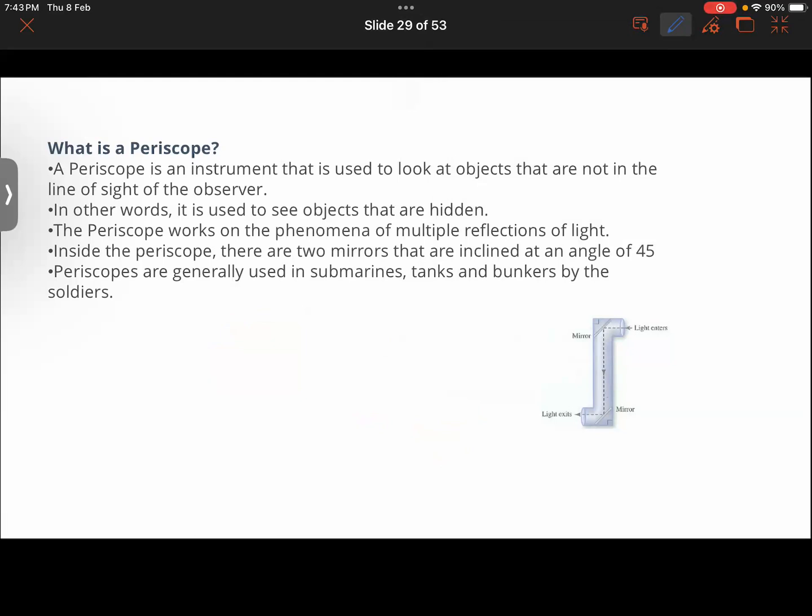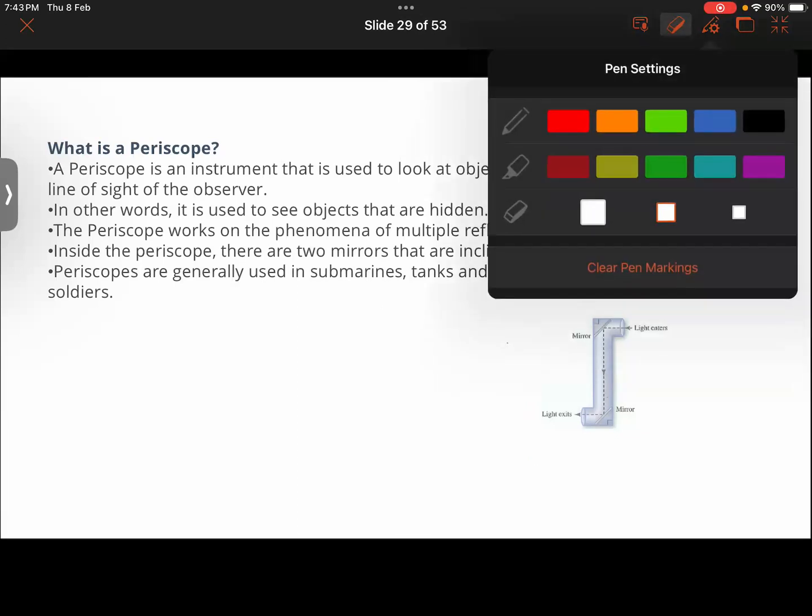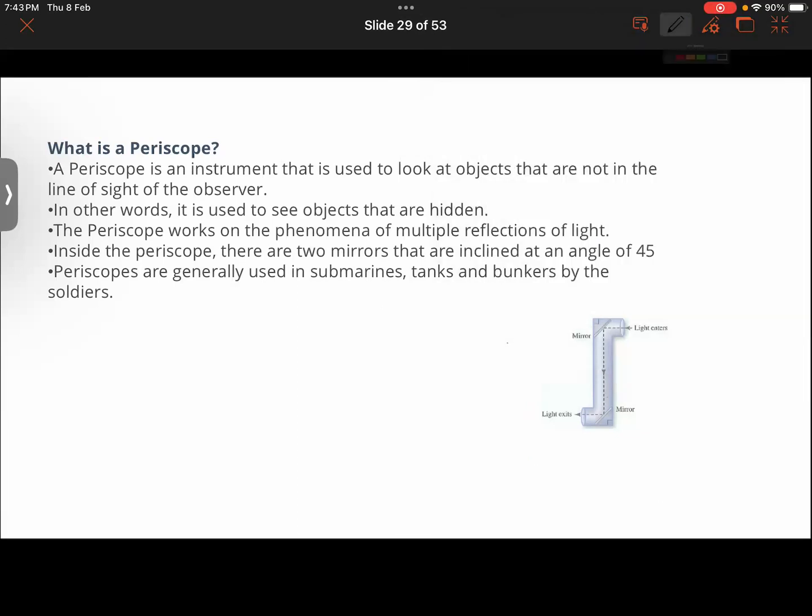For example, let's say that there is a wall here. Let's draw it this side. So this is a wall on this side, and let's say a person is standing this side, and he is trying to look at this tree. And the person is looking from this side. Will the person be able to look without the help of a periscope here? No, sir.